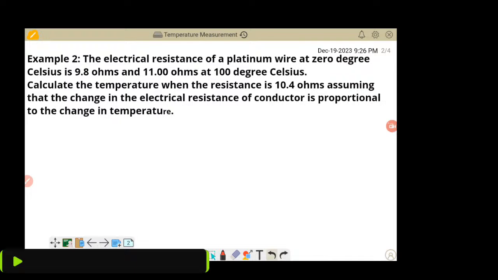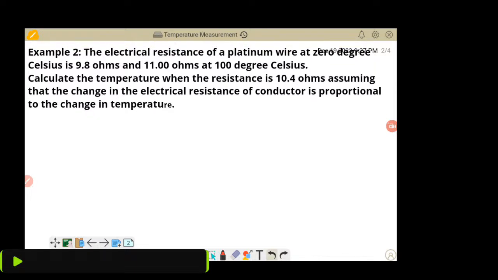And in this question, the electrical resistance of a platinum wire at 0 degrees Celsius is 9.8 ohm, and it is equal to 11 ohms at 100 degrees Celsius. Okay? Now, we have to calculate the temperature when the resistance is 10.4 ohms.